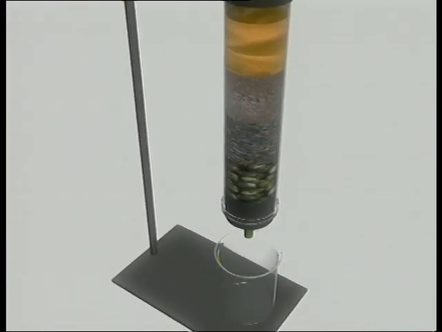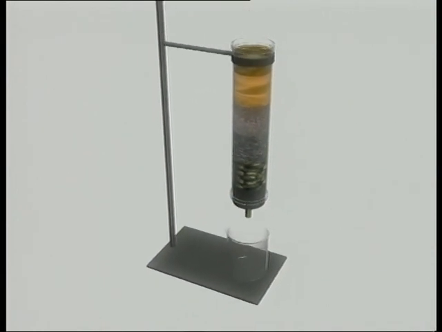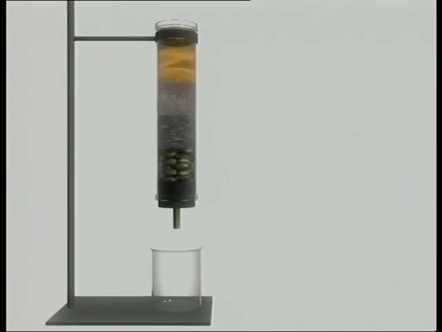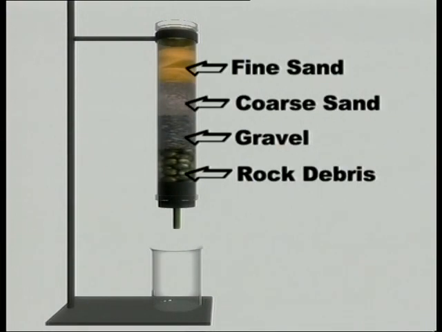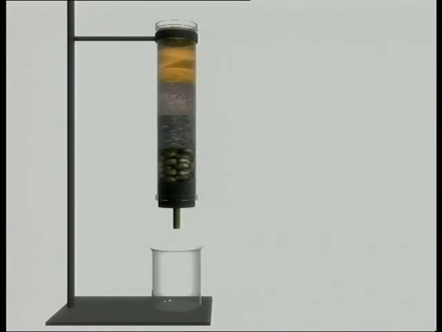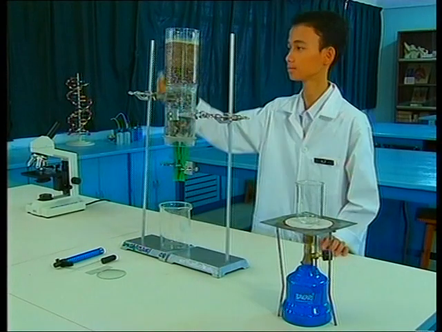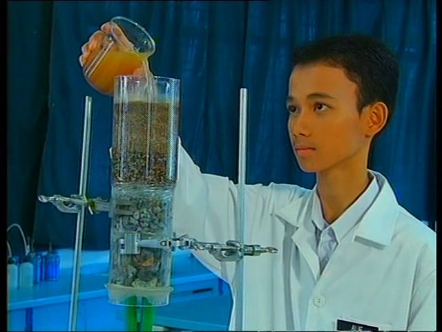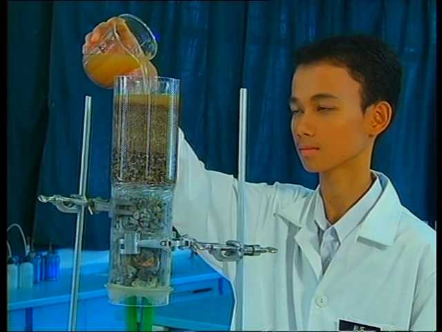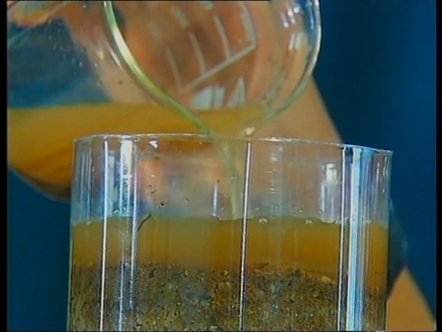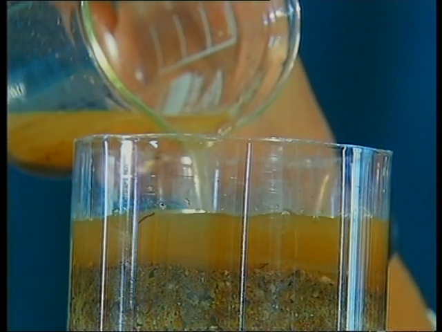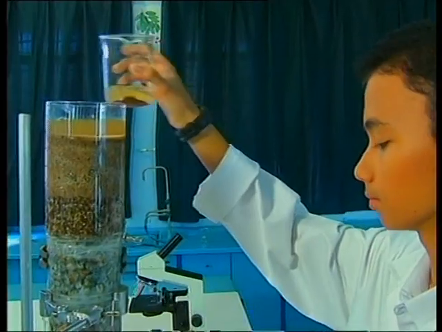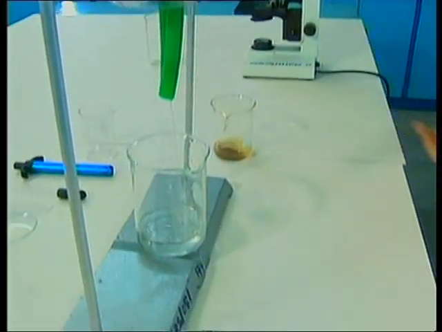First, set up a water filter. A water filter is a glass tube that consists of layers of fine sand, coarse sand, gravel and rock debris. Next, pour muddy water into the water filter. The muddy water passes through layers of fine sand, coarse sand, gravel and rock debris.